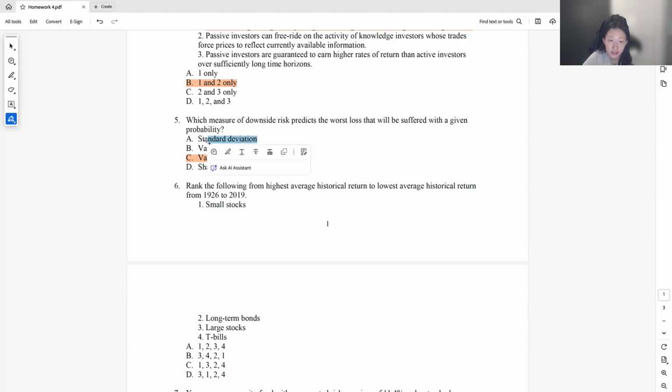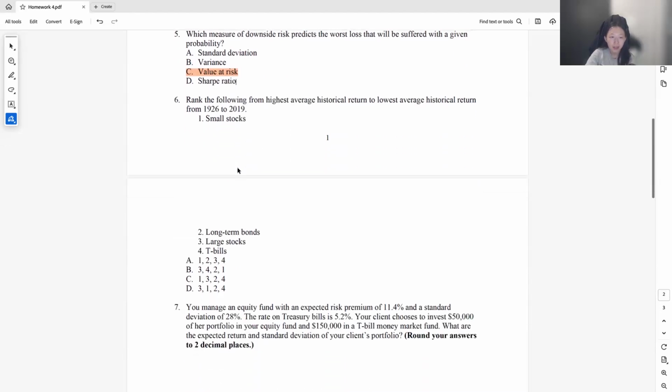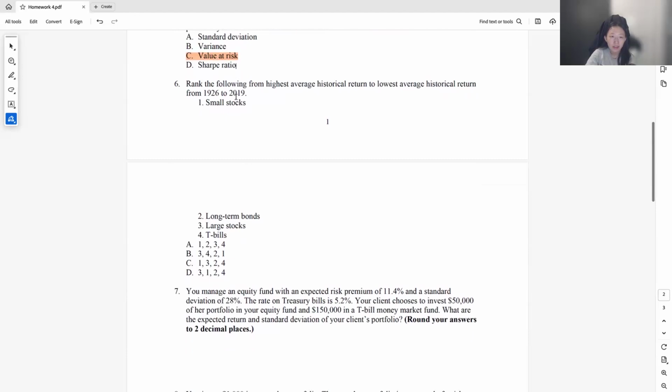So standard deviation is a risk measure for total risk. Variance is similar to standard deviation. It's just a square of standard deviation. It's also a total risk measure. Sharpe ratio is a reward to risk measure.